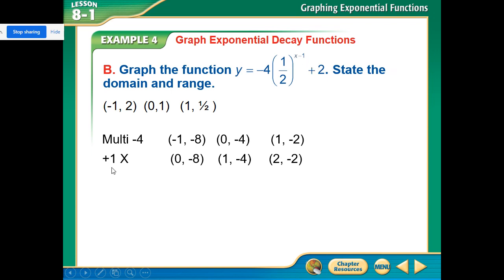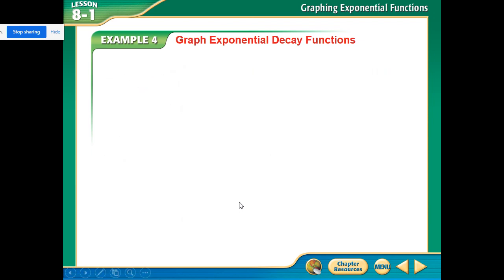It doesn't matter, but I'm just going to do it in this order. So I'm going to add 1 to my x, so all my x values get 1 more. And then I'm going to add 2 to my y. Adding the 2 to the y does change my dotted line. So my dotted line is at +2 and not at 0, which of course would change my range, and domain and range also.